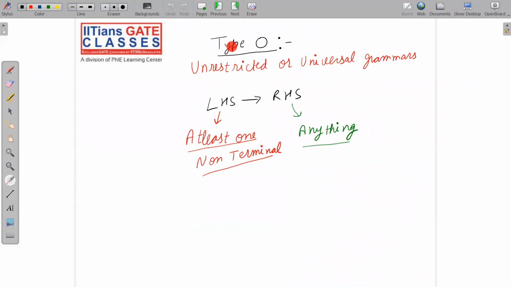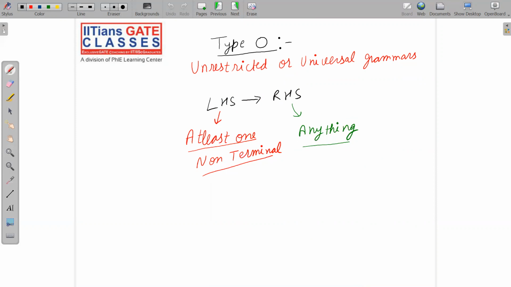So the type 0 grammar is also known as unrestricted or universal grammar. LHS implies RHS. This is the way we define the production rules of grammars. In LHS we should have at least one non-terminal, and along with the non-terminal we can have any number of terminals or some more non-terminals and so on. So see the line carefully: at least one non-terminal. We need at least one non-terminal, and in RHS we can have anything.